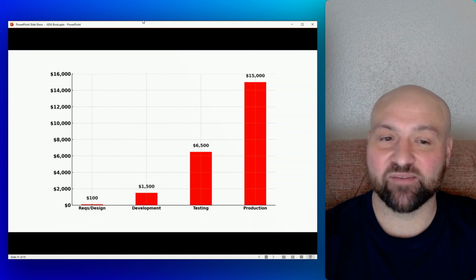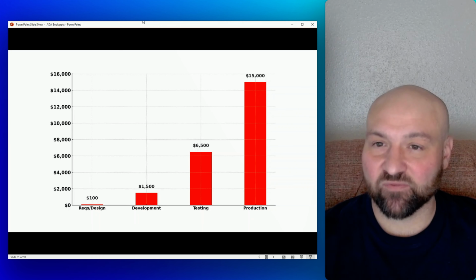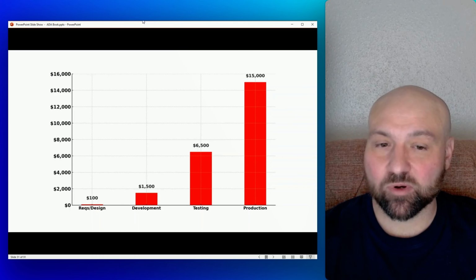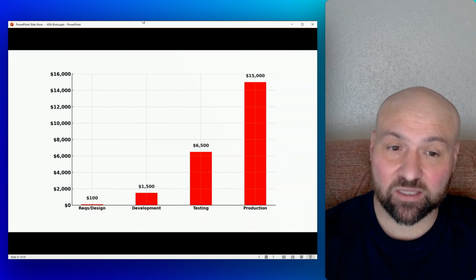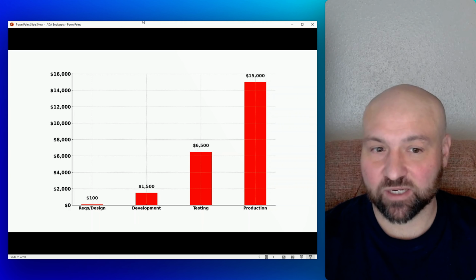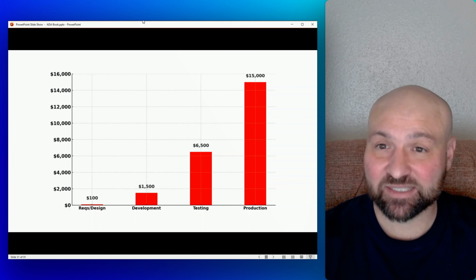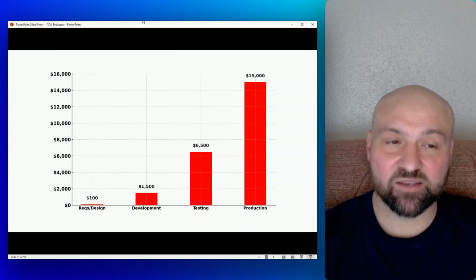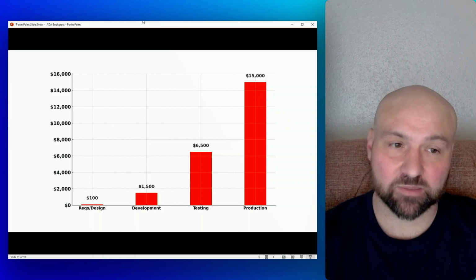And on this next slide, I have a bar graph that visualizes this information. So again, at the very beginning, it is a minimal cost. It's only $100 to fix the bug. When we progress to development, it now becomes $1,500. So that's a 15x cost. In testing, it's a 65x cost. And then finally, when we reach production, it's now 150 times the original cost of fixing the bug.